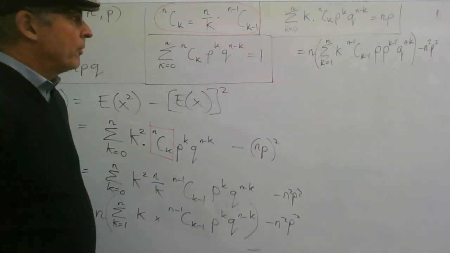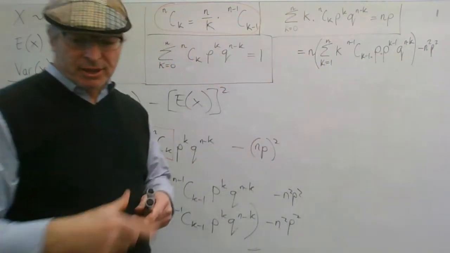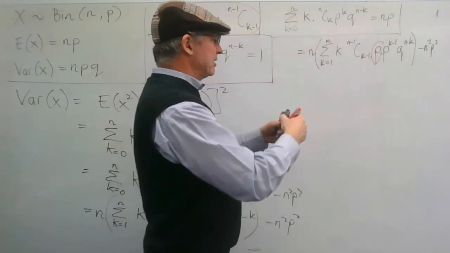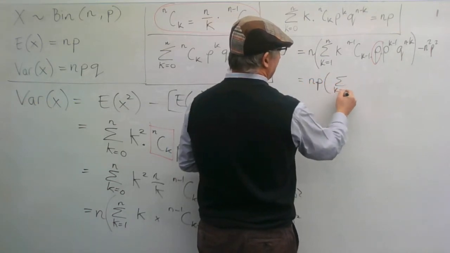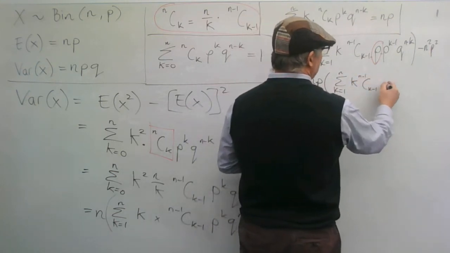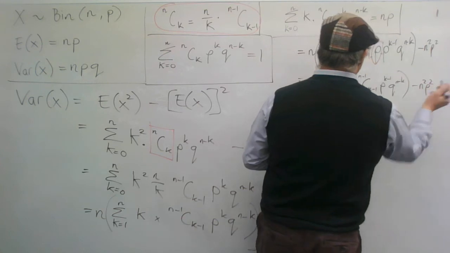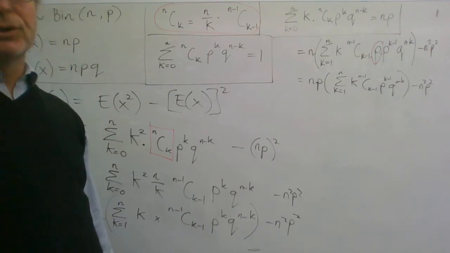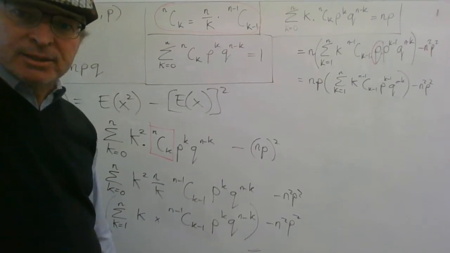So that's a good step, because this p in here is a constant, whereas k keeps changing, so it can't come out. But the p can come out the front as well. So this is np times the sum from k equals 1 to n of k, n minus 1 choose k minus 1, p to the k minus 1, q to the n minus k, minus n squared p squared.